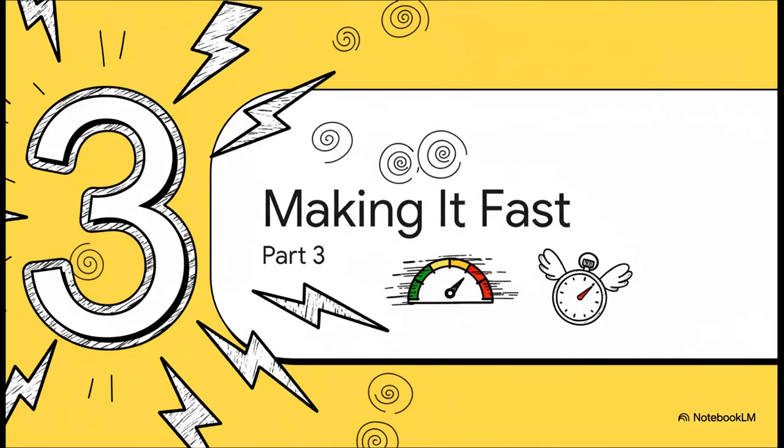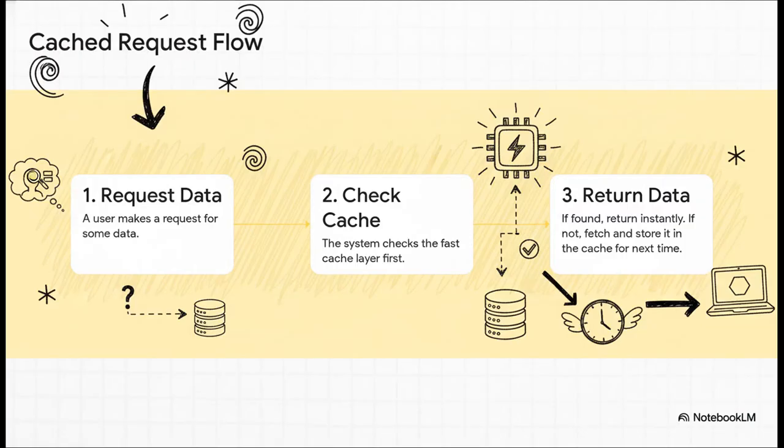Okay, so our system is secure and our data is safe. What's next? Let's make it fast. We want users to feel like our application is responsive and instantaneous. Performance is key. One of the biggest and honestly easiest performance wins you can get is caching.